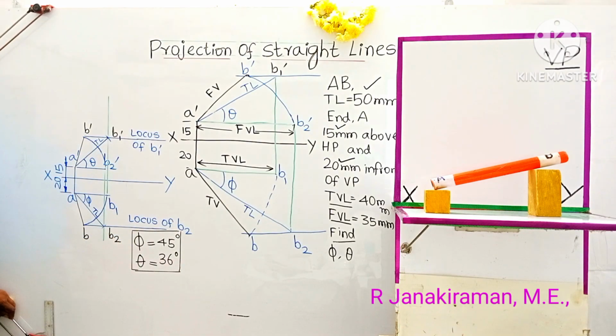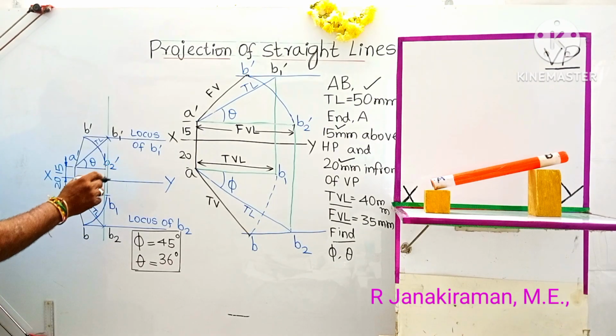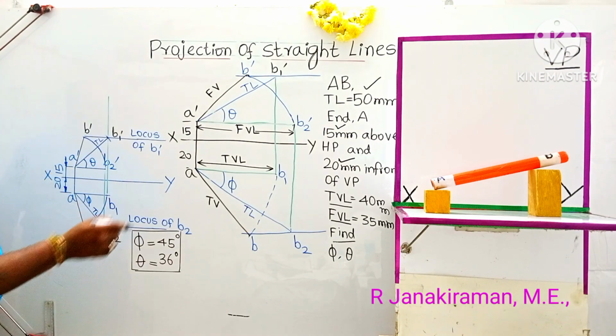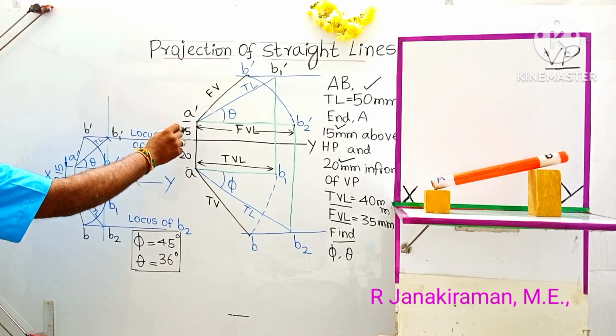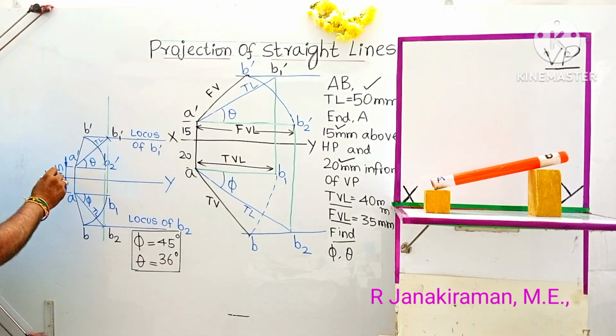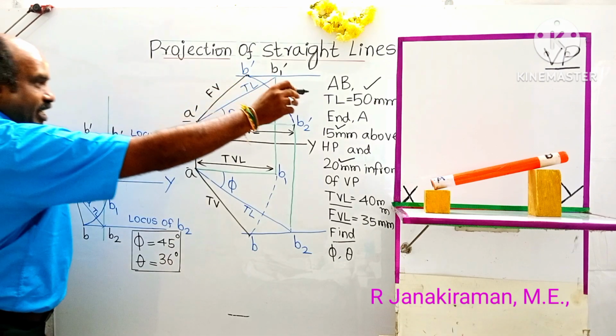Understand? Yeah, it's completed, looks correct. Check whether the dimensions are marked: 15 mm above HP, location of point A, in front is 20 mm. You have to dimension the true length, which is given as 50 mm.